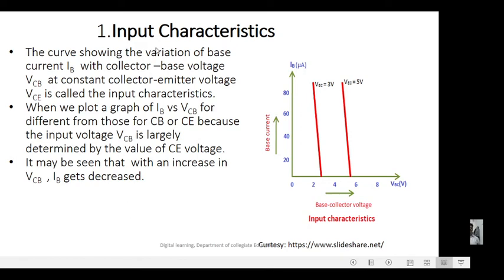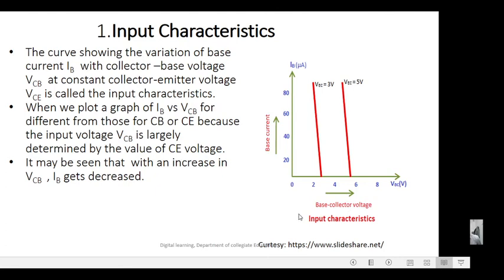The input characteristics. The curve showing the variation of base current IB with collector base voltage VCB at constant collector emitter voltage VCE is called the input characteristics. When we plot a graph of IB versus VCB, it differs from those for CB or CE, because the input voltage VCB is largely determined by the values of CE voltage. So it may be seen that with an increase in VCB, IB decreases.